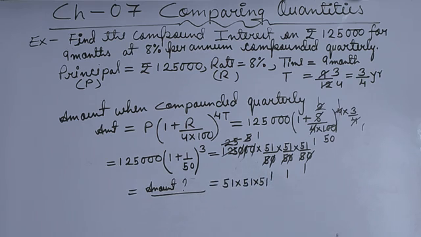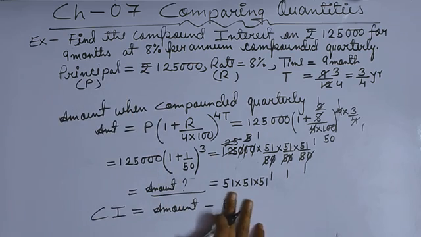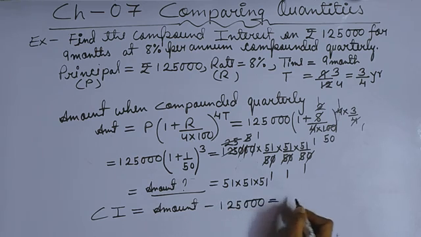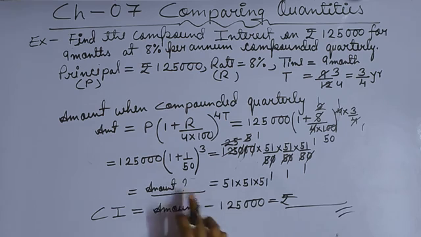Now what do you have to calculate? CI. And the CI will be equal to the amount you get, subtracted by the principal, that is 1,25,000. That will be the final answer: when you multiply 51 three times and subtract that amount by 1,25,000, the value you get will be your compound interest. So I hope you understood how to solve this type of question when the compound interest is compounded quarterly.